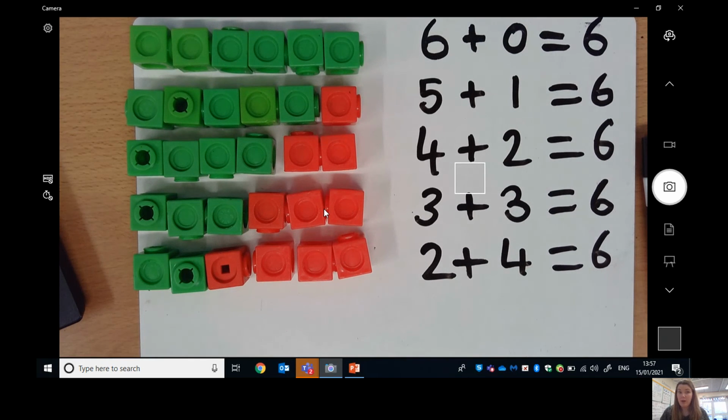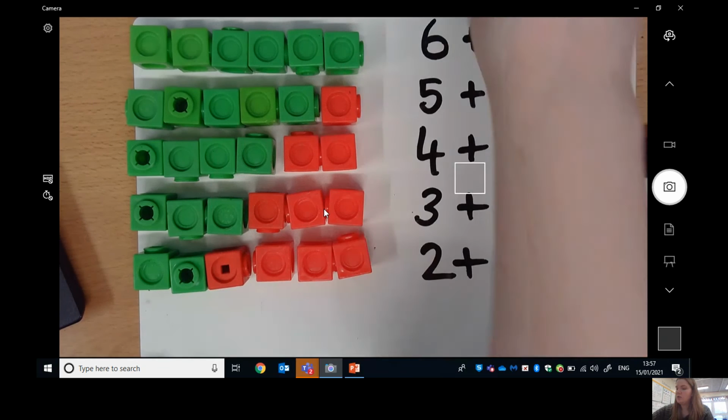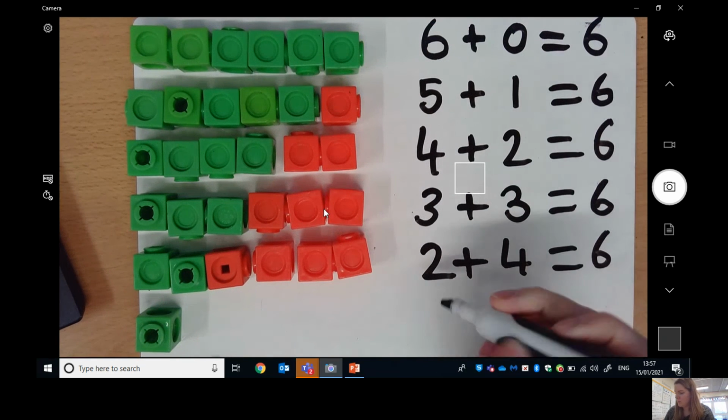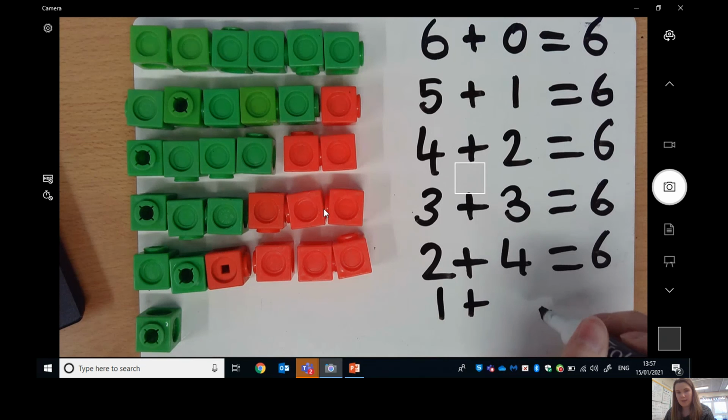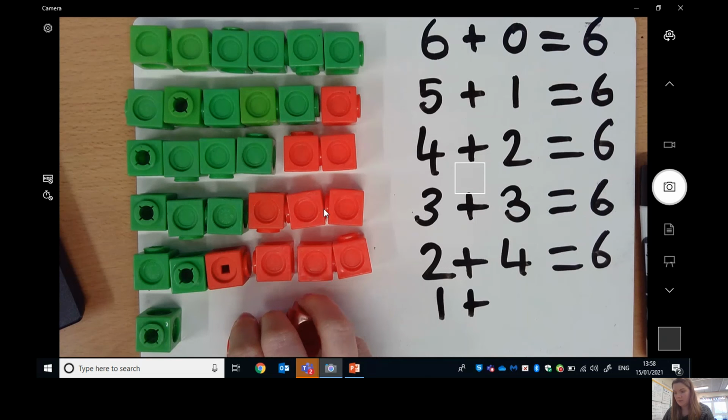You think there's still some to find? Okay, what number have I not tried? 6, 5, 4, 3, 2. You think I should try 1? Okay, I'm going to try 1. 1 plus what? 1 plus 6. Okay, I'll try 6.